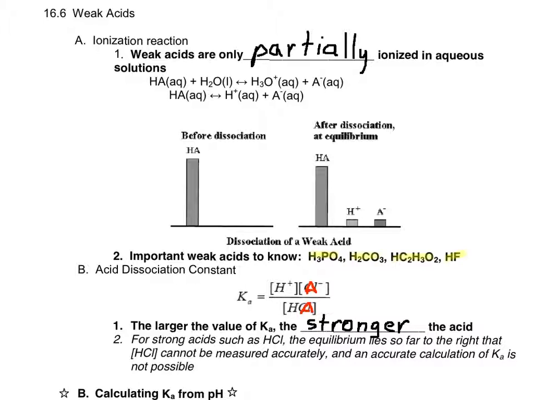Now for our strongest acids like HCl, H2SO4, HNO3, your equilibrium lies so far to the right that there is no way to really measure the amount of HCl that's left over. And so you can't really get a good measurement of Ka. So for values of Ka for HCl or whatever, you may just see rounded numbers, or you may see numbers that say greater than such and such, and this is the reason why.